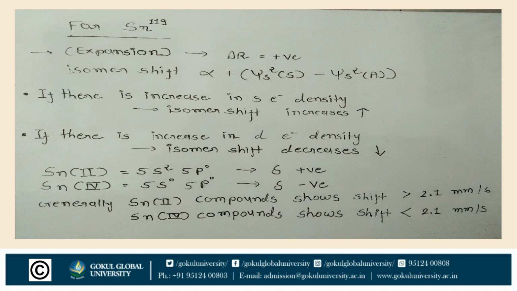Generally, we can see that in the case of tin plus 2 compounds, the isomer shift is greater than 2.1 millimeter per second, while in the case of tin plus 4 compounds, they show a shift that is lesser than 2.1 millimeter per second. So by this difference, you can easily identify the oxidation state of the compound.